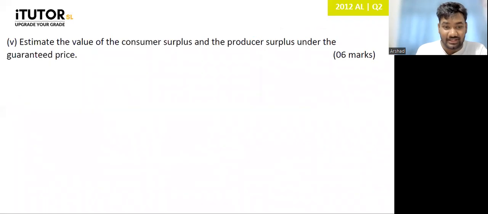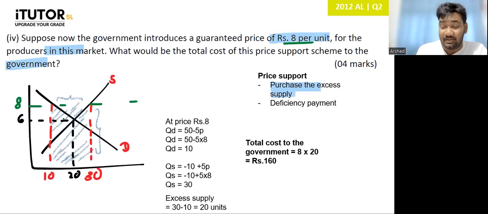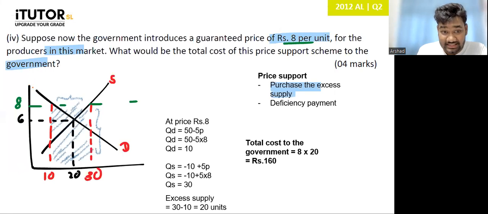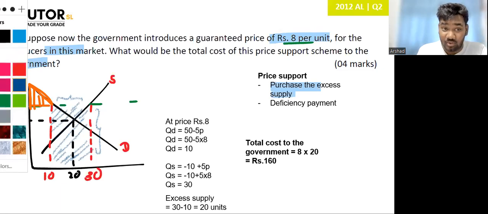Okay. Going to the next, last one. Estimate the value of consumer surplus and producer surplus under the guaranteed price. In this diagram, which area is consumer surplus and which area is producer surplus? Hard to show because I don't have letters, so I'll show you the areas. Consumer surplus is this area that I am highlighting in orange. Why? Because the consumer pays 8 rupees and buys only 10 units. Which area is producer surplus? I'll show that with blue.